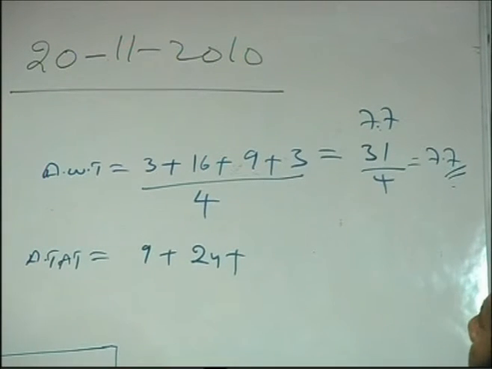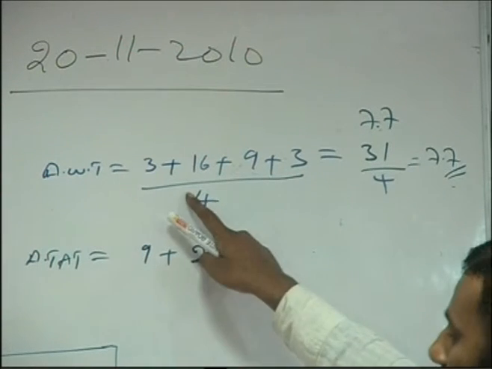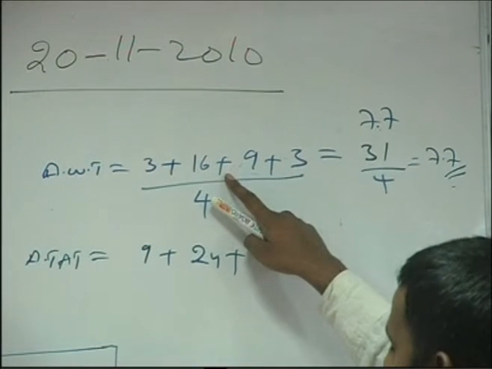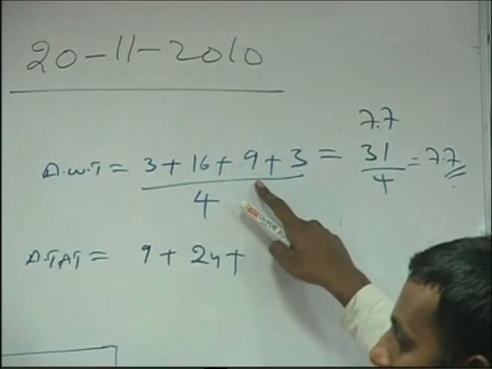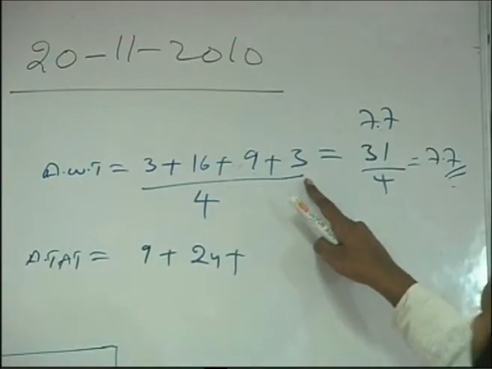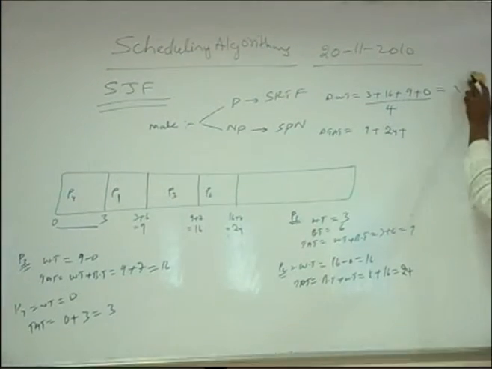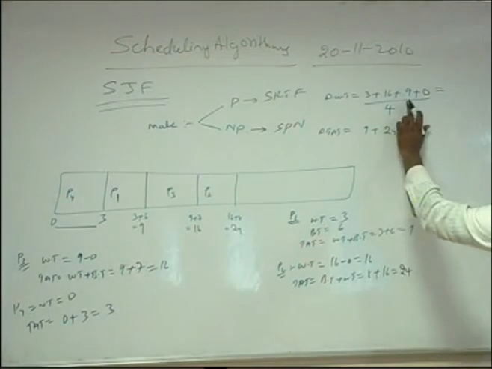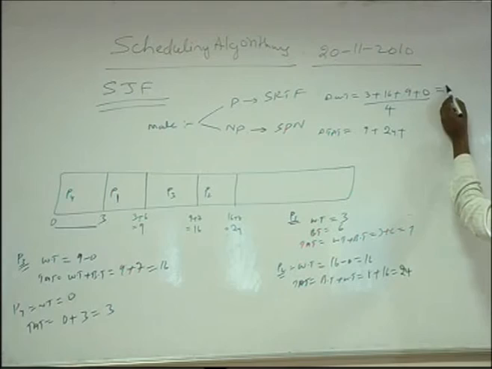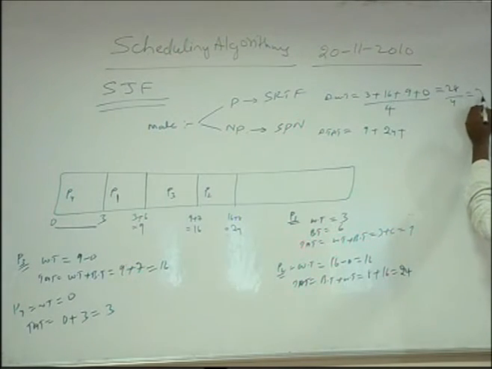I am sorry, average waiting time for process P1 is 3, for process P2 is 16, and process P3 is 9, and for process P4 it is 0. Okay. So it is 0. So it changes. 25, 26, 27, 28. 28 by 4, 7s are 28.